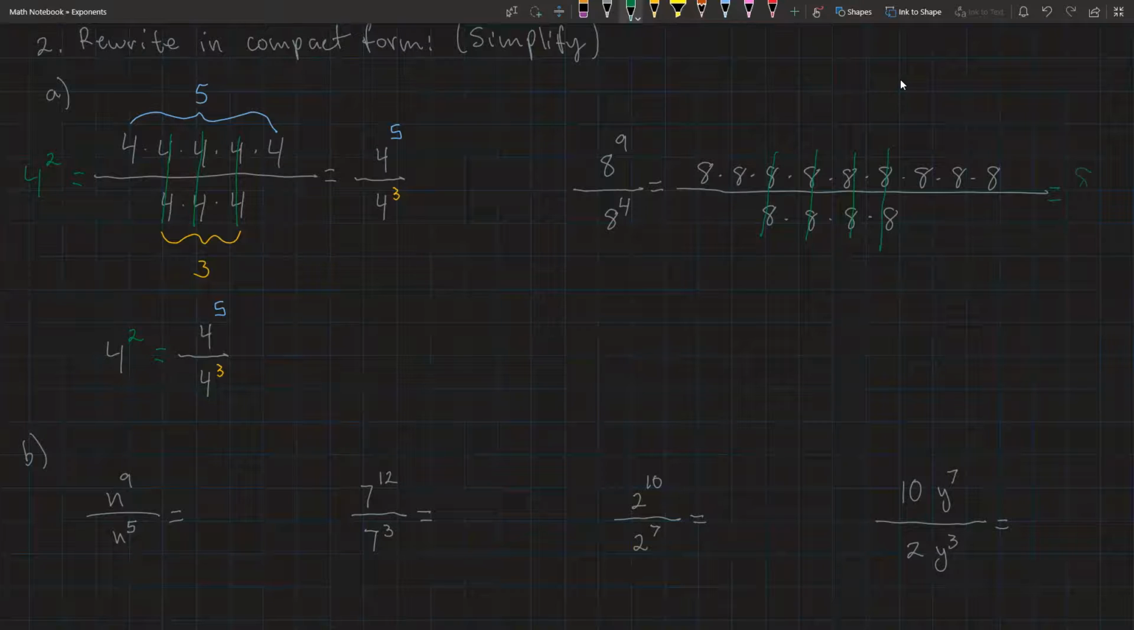It becomes 8 to the what power on the numerator? 1, 2, 3, 4, 5 remain. And because the denominator just becomes 1 times 1 times 1 times 1, this is just 8 to the 5th. Hopefully you're okay with that. That's just simply 8 to the 5th.